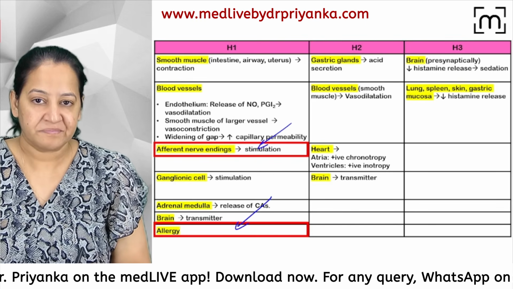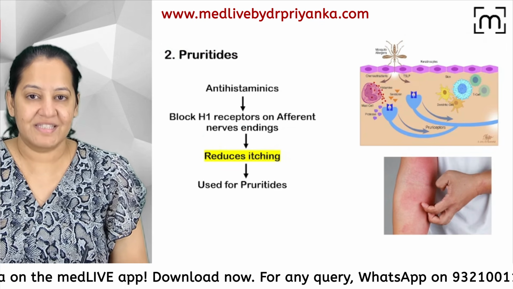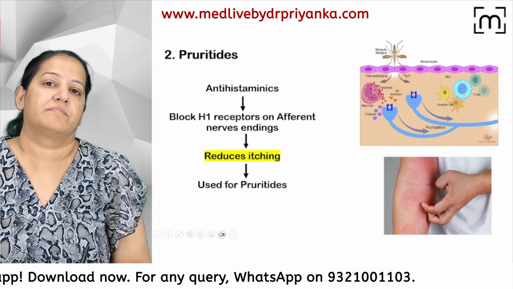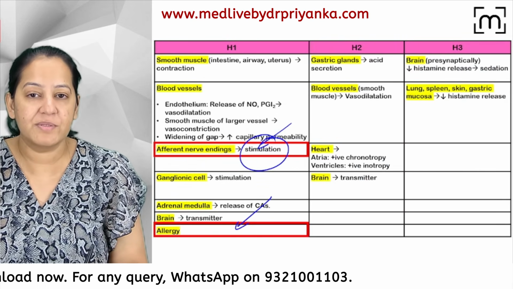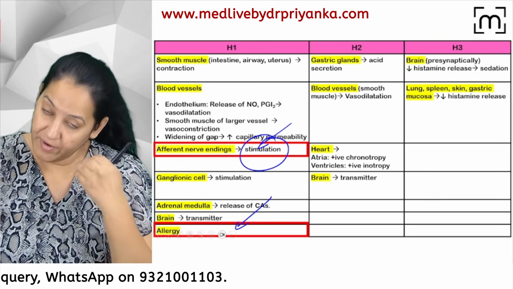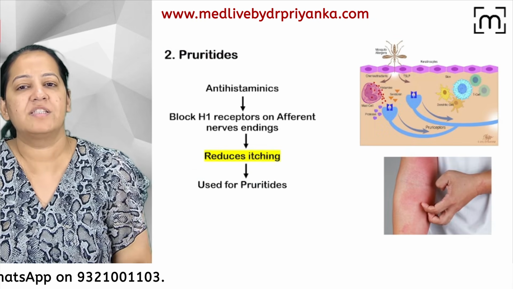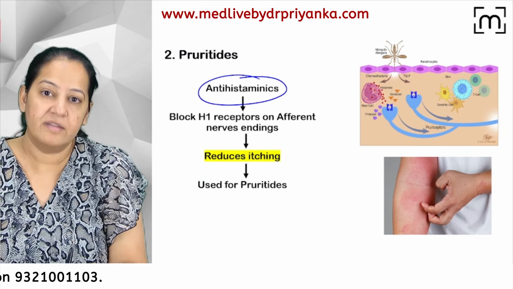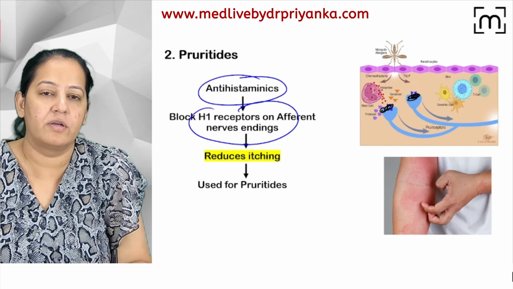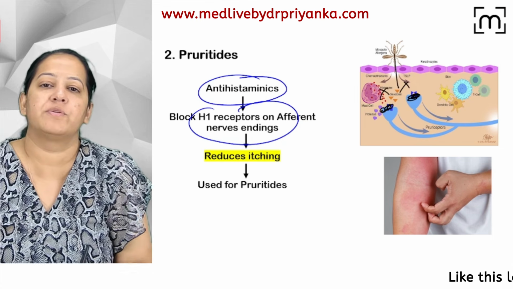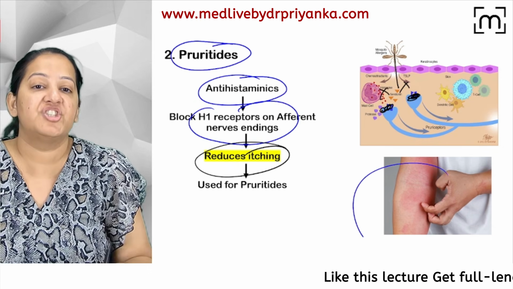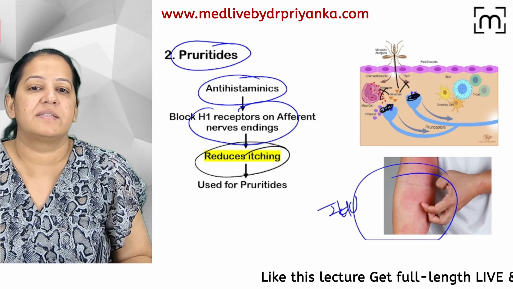The second use is on the afferent nerve endings. Histamine produces itching, so antihistaminic reduces itching. Common sense. If someone gives an injection of histamine, it produces itch. So if someone already has a disease of itch, give antihistaminic. They block the H1 receptors on the nerve ending. These are blocked, so histamine cannot bind with these receptors and cannot produce itching. It will reduce itching. So it is used in pruritus. Pruritus means itch as a disease. You are getting my point?